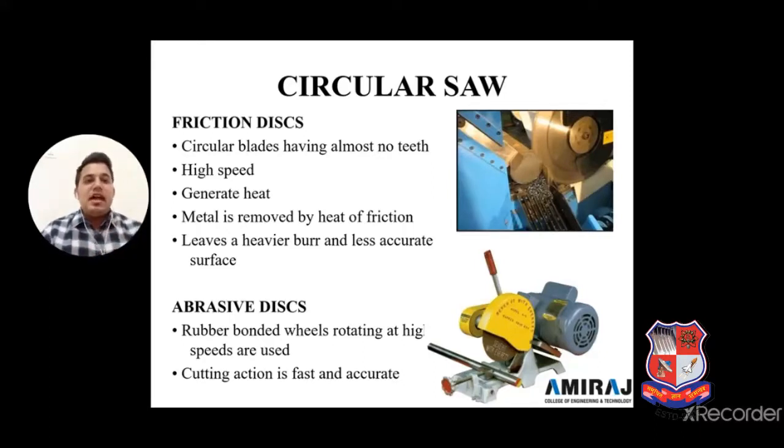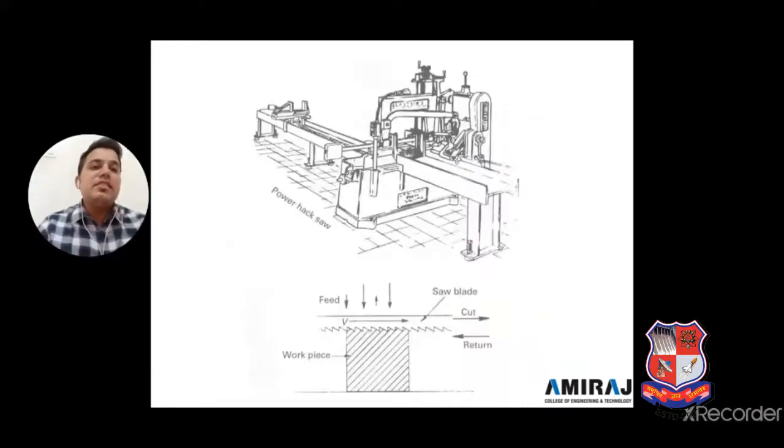And the last one is the abrasive disc. Rubber bound wheels that rotate at high speed are used. Cutting action is fast and accurate. We know the abrasive disc is used on the construction side as well as in fabrication, for window frame and grill cutting purposes. Then for construction road cutting purposes we are also using the abrasive disc. So this kind of saw we have to utilize in the application.